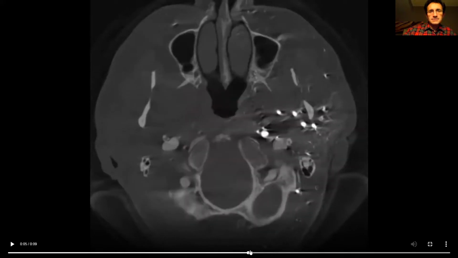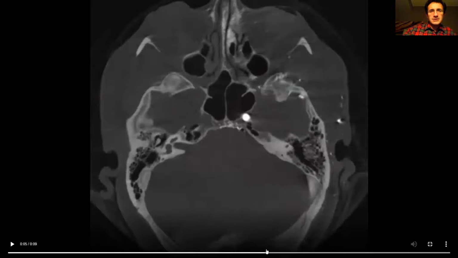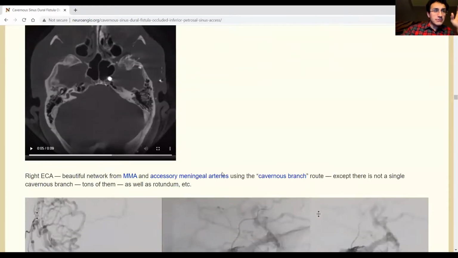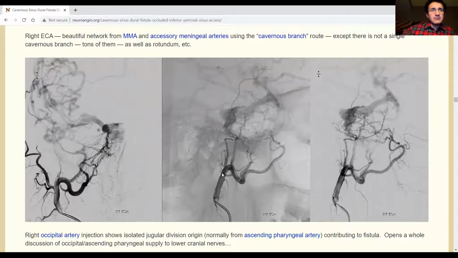You're going to see all of those ascending pharyngeal branches, this transosseous network right here. And all of that is going to be reflected in these dynas. Now, okay, fine. So we go to the right side. This is right ECA. Here we are into the middle meningeal network. I think we've done some very important work on intrinsic vessels of the MMA recently.